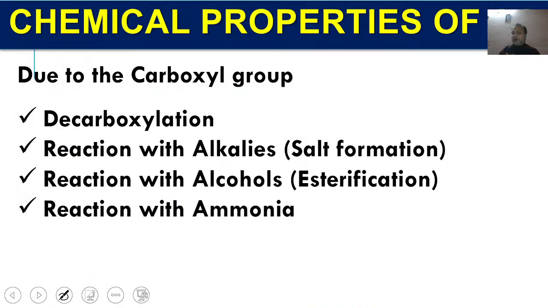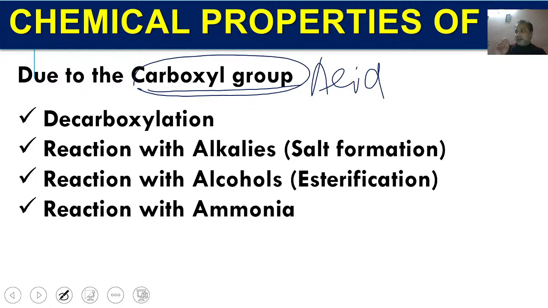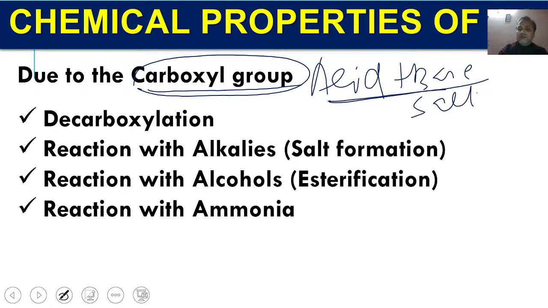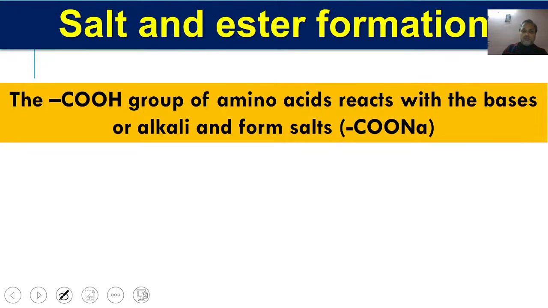Now come to the chemical properties due to amino acids, due to carboxylic groups. Because this is a carboxylic acid group, acid has the property that it will react with base and give you salts. So here also the acid group reacts with base and gives you a salt. That is one of the important properties of any acid.